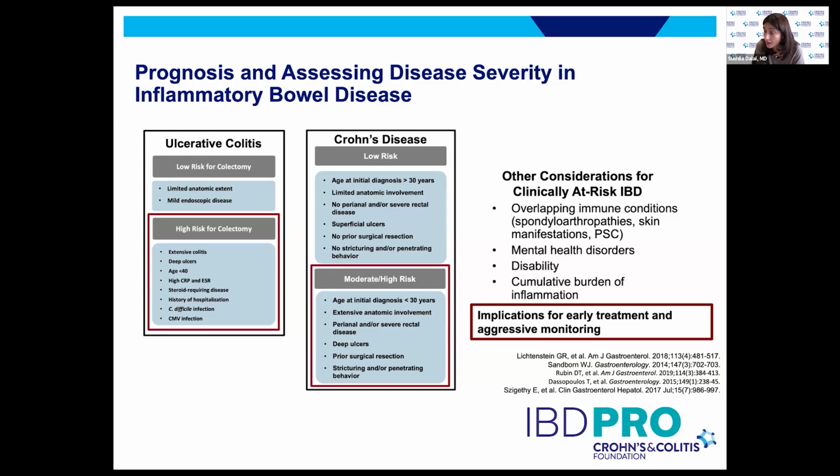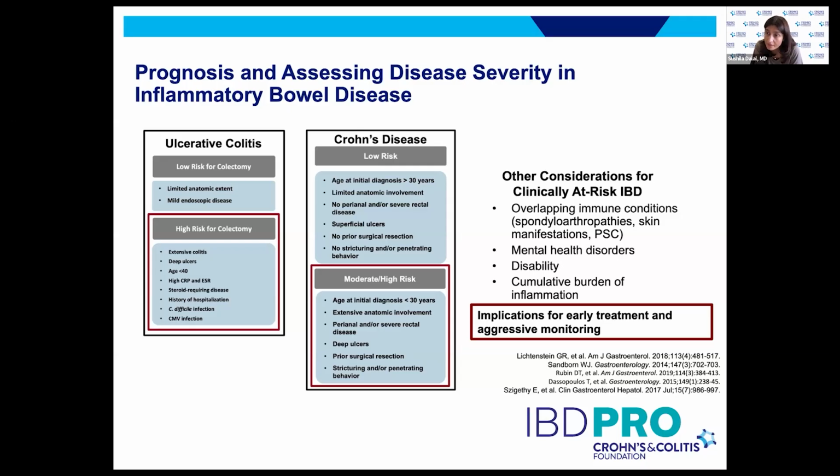We know that PSC carries with it a higher risk of colorectal cancer, that we need to survey those patients yearly from the time of diagnosis. Mental health disorders: we know that rates of anxiety and depression are very high in inflammatory bowel disease patients and really affect their care and their ability to be well. Disability, and then the cumulative burden of inflammation.